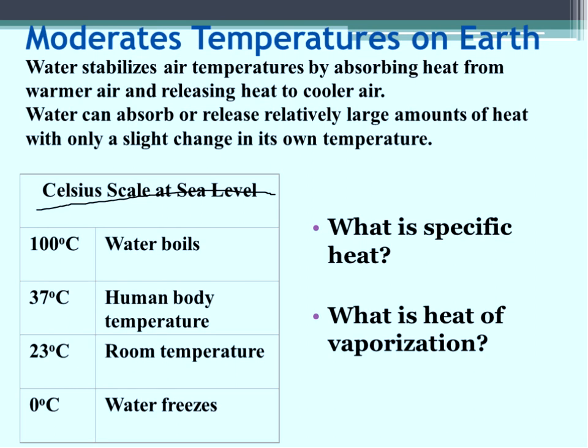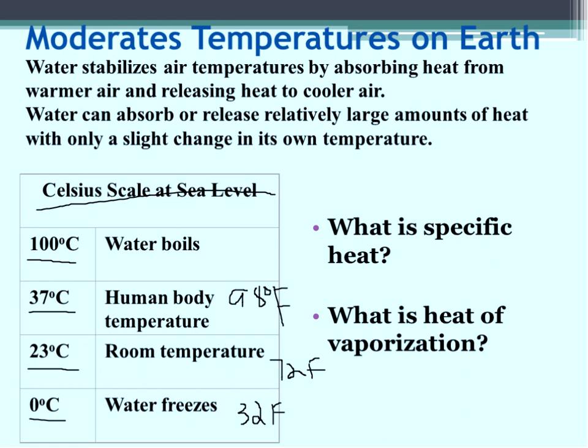And just in case you don't know Celsius temperatures, 0 degrees is freezing for Celsius. We know 32 is Fahrenheit. So 32F is the same thing as 0 degrees Celsius. Room temperature is 23. That sounds cold. But no, that's 72 degrees Fahrenheit. Human body temperature is 37 degrees Celsius. That's 98 degrees Fahrenheit.